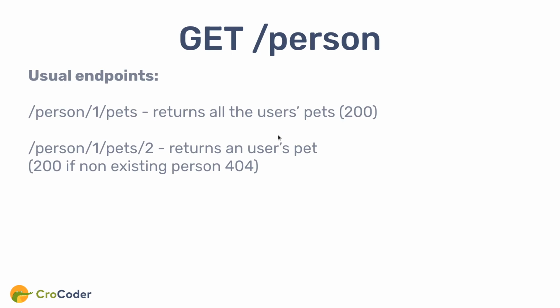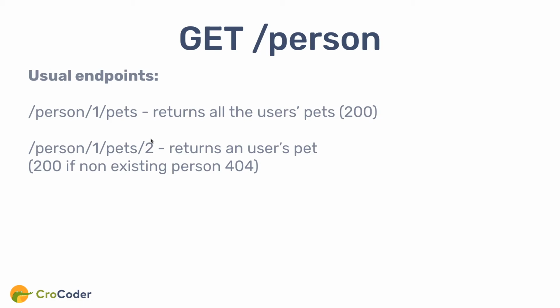But we can add some additional endpoints to person. So if you have something like an array inside of a property, we should probably have some endpoints like this. person/1/pets should return all the user pets, and 200, 400, and 500, the usual stuff. person/1/pet/2 returns a single user pet, and that is pretty straightforward.